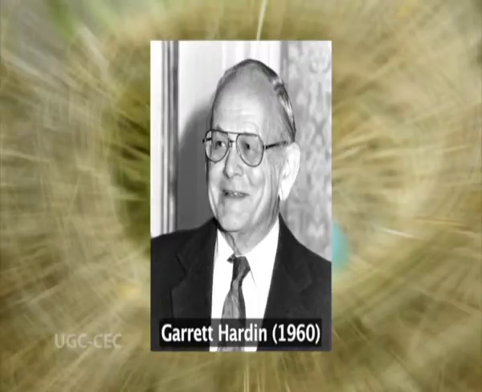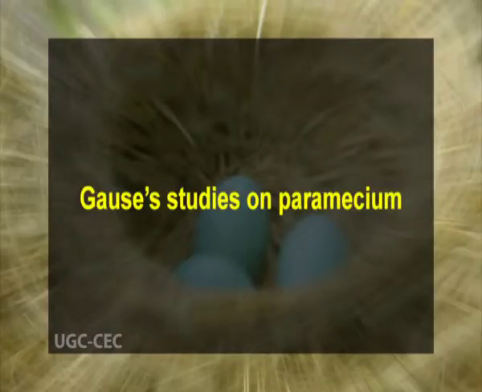Because of his empirical studies on competing populations that showed this effect, this principle is referred to as Gause's principle. It is also known as the competitive exclusion principle, so named by Garrett Hardin in 1960. Gause's studies on Paramecium.